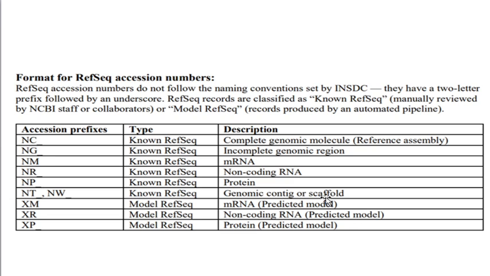So this is for known reference sequences, whereas for model reference sequences, it generally starts with XM for mRNA, XR for non-coding RNA, and XP for protein.